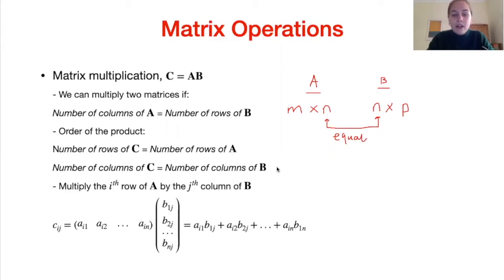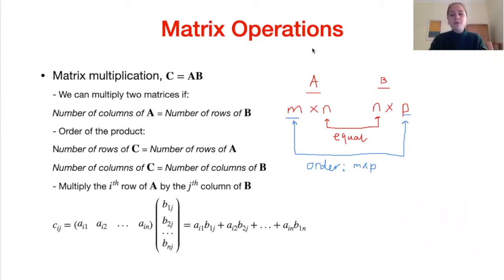Okay, and then we said that the order or the size of C is going to be the number of rows of A and the number of columns of B. So here, our order is going to be M cross P. That's a way that I found it useful to, first of all, check whether I can multiply them, and second of all, see straight away what the size of my product is going to be.